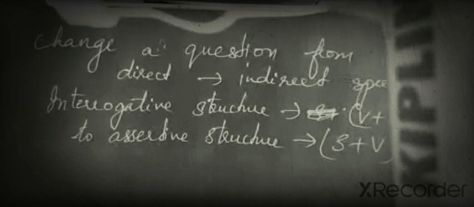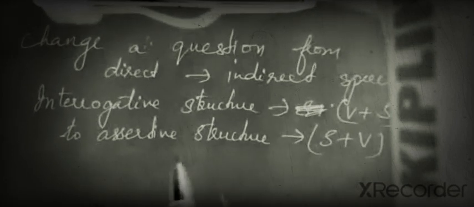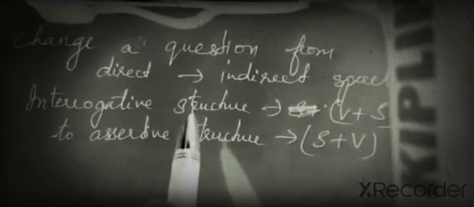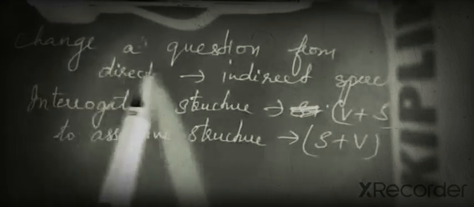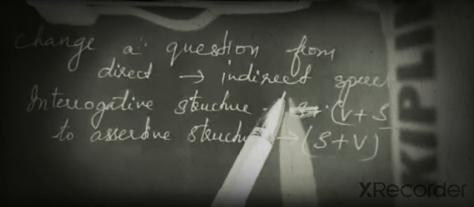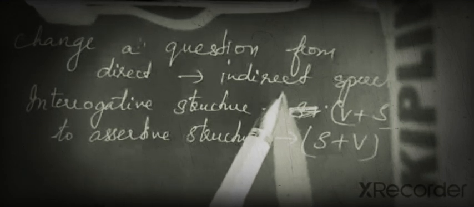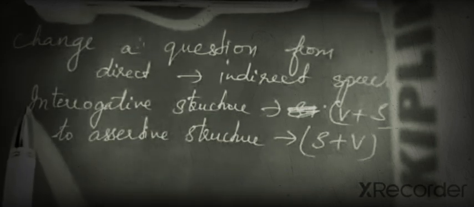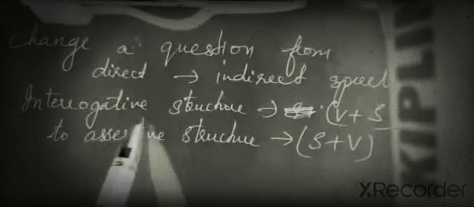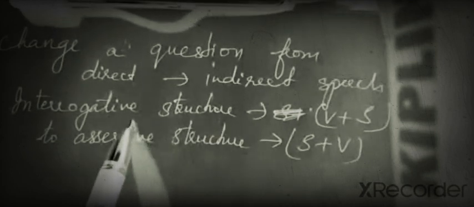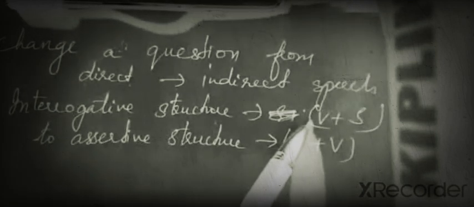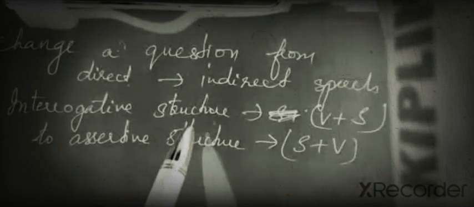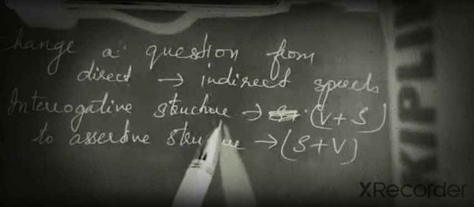Now, in order to change a question from direct to indirect speech, this is what you have to do. To change a question from direct to indirect speech, first of all, you have to change the interrogative structure. Interrogative structure means the question structure. The question structure will be verb first, then the subject, verb plus subject. So this will be the question structure, interrogative structure.